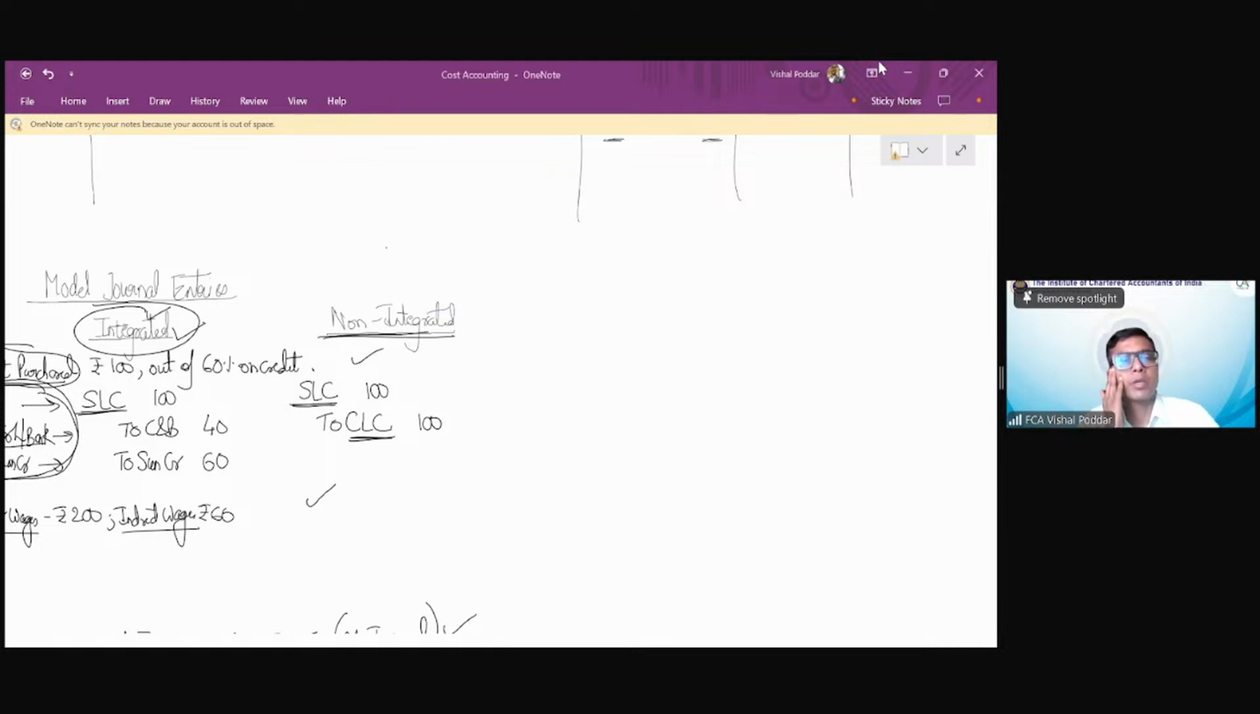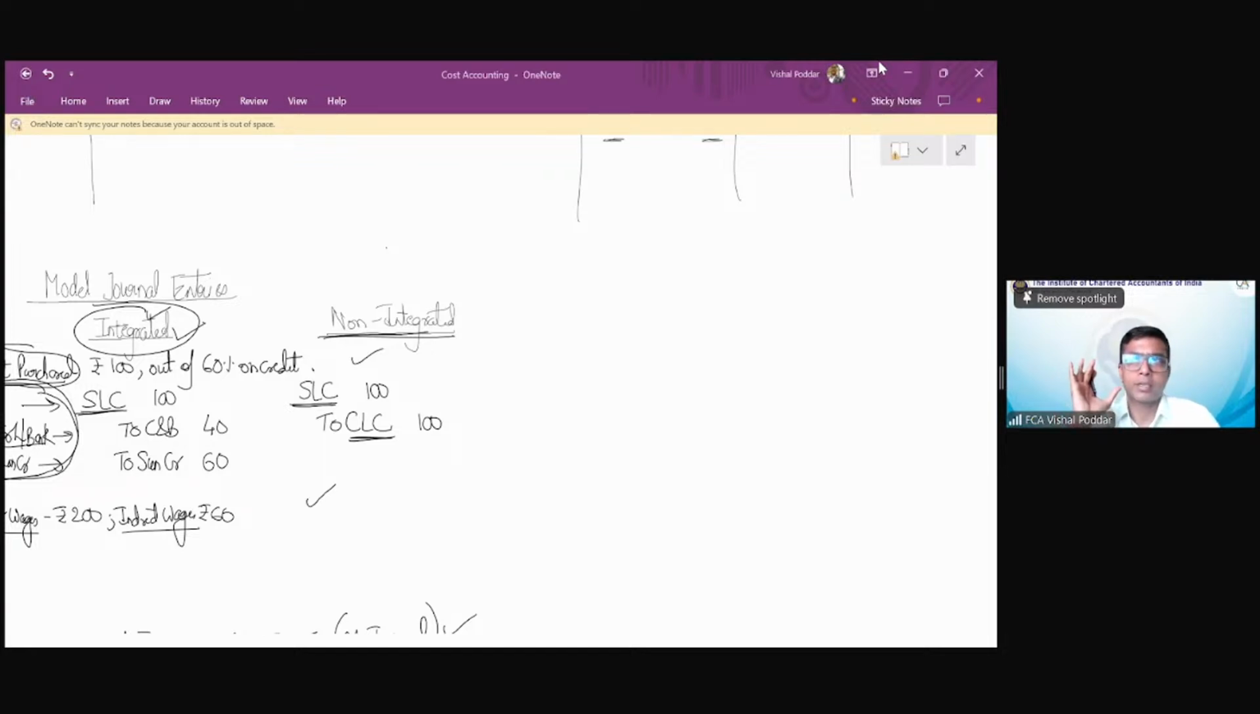Yes, Dharni. Dharni is asking a question: sir, will we not differentiate between cash and credit purchase? The answer is yes. Where? In non-integrated. Why? Because in non-integrated, I do not have a separate account for cash bank and creditor. Here I have a merged account for everything.